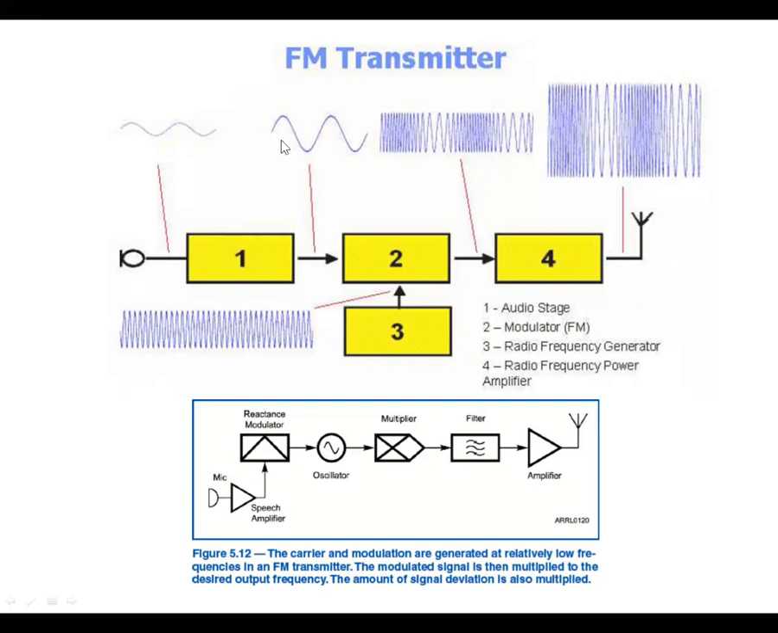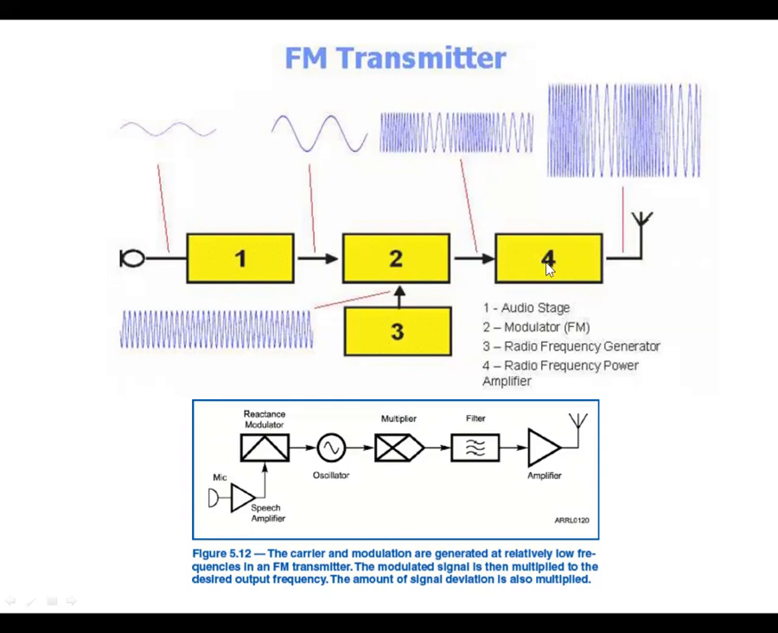The first stage is an amplifier that makes the audio signal stronger, higher powered, more voltage. Then here at 2 and 3 is where we take the constant frequency, constant amplitude sine wave, and modulate it with the amplified audio signal, and the output of that is the frequency modulated signal.